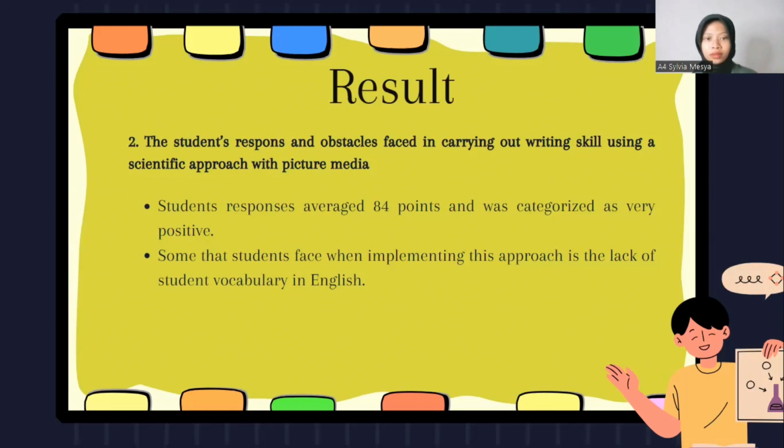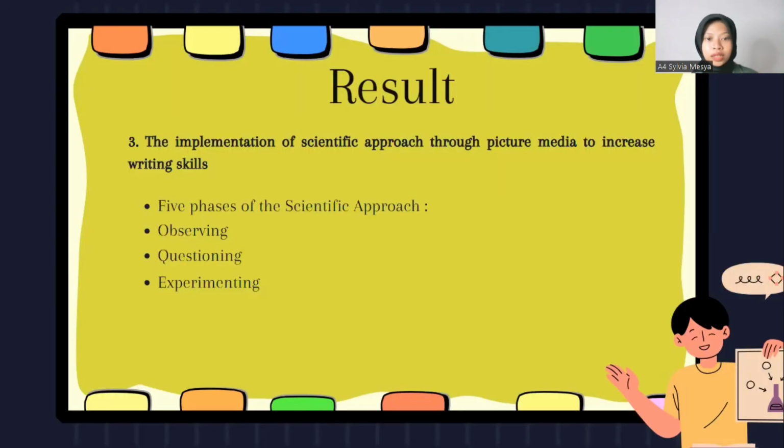And the last, the implementation of the scientific approach through picture media to increase writing skill. This is the result which answers research question number 3. The following are the 5 phases of the scientific approach: first, observing, questioning, experimenting, associating, and communicating.